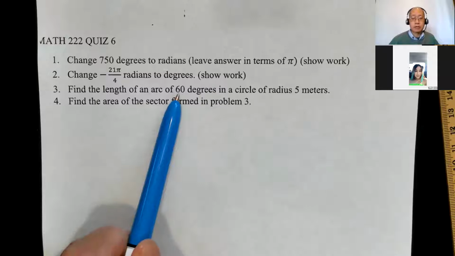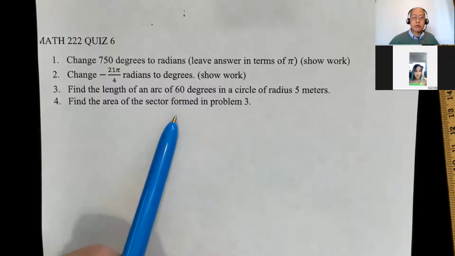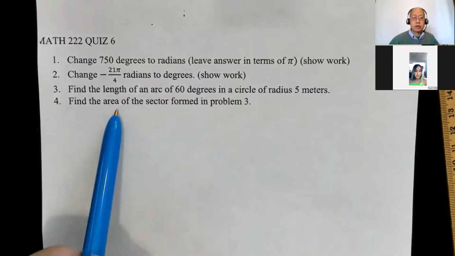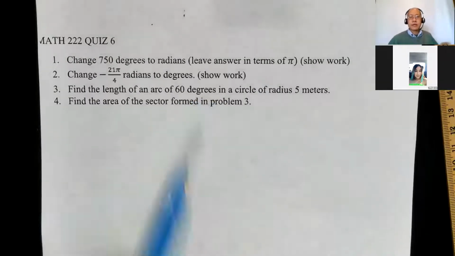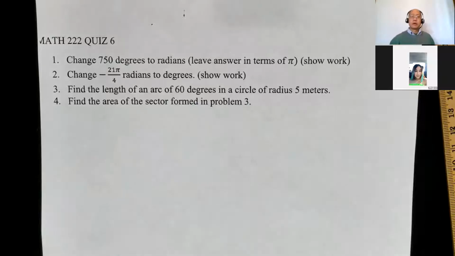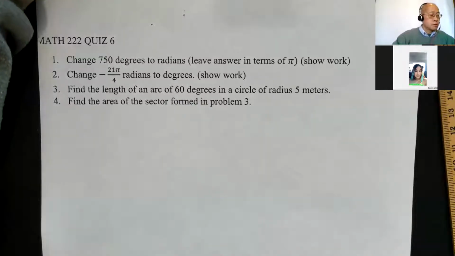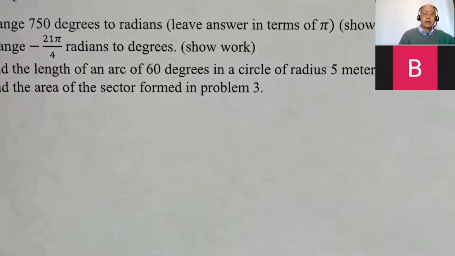So make sure that you have everything in radians and use appropriate units also. So area should be square units, so square meters. Length is just regular meters. And go from there. Okay, so that's the quiz. Any questions on the quiz quickly before I make it disappear? All right, so that's that. And then we'll go on to today's material.